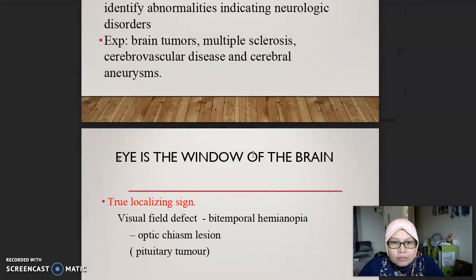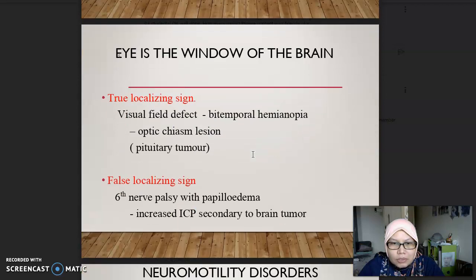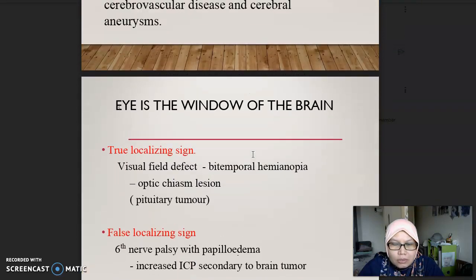Okay, all right. So there are two terms that we use in this lecture: first is the true localizing sign, and the other one is false localizing sign. True localizing sign is, for example, the visual field defect of bitemporal hemianopia. It is caused by a lesion in the optic chiasm. Because of the pituitary tumor compromising the optic chiasm, it causes bitemporal hemianopia.